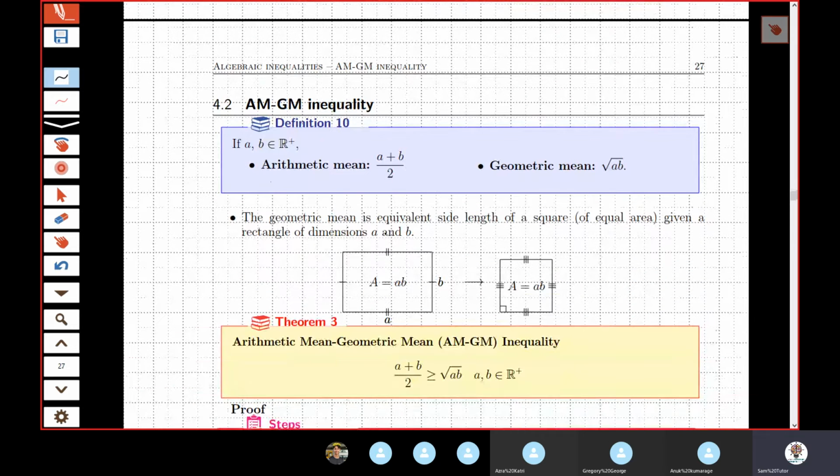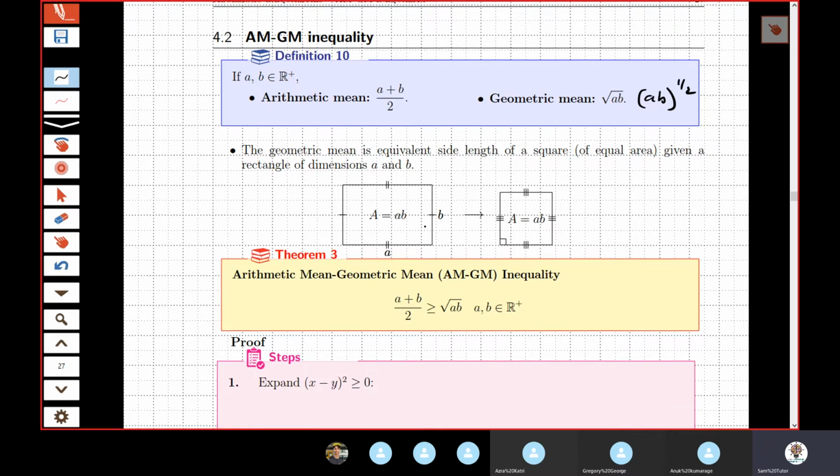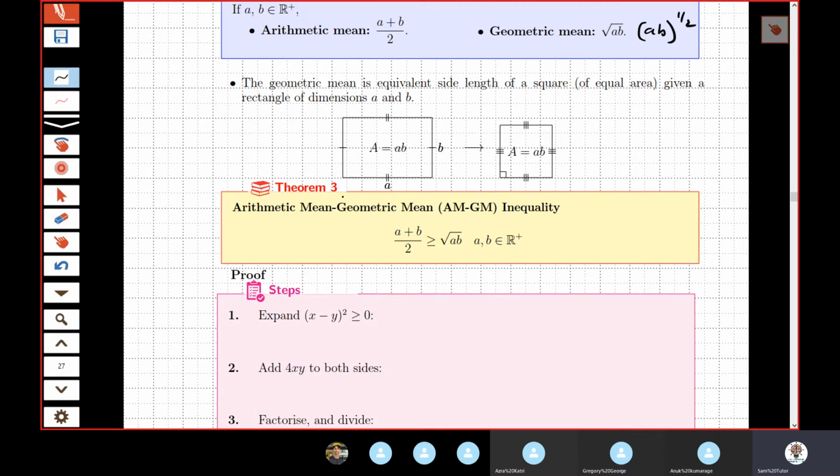Don't stress. Then you've got the arithmetic mean, which is just your basic average, A plus B over 2. And then you've got your geometric mean, square root of AB, or AB to the power of a half. We get this very famous arithmetic mean, geometric mean inequality, which we're going to prove shortly, where A plus B on 2 is always bigger than or equal to the geometric mean, square root of AB. Very famous inequality. Don't worry, everything has to be proven. Nothing here can be memorized except this particular one right here.